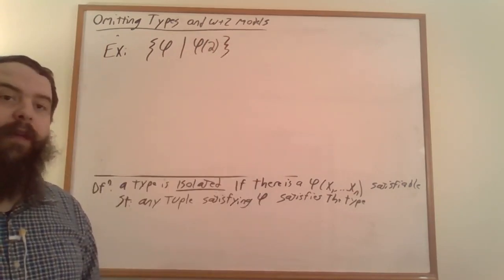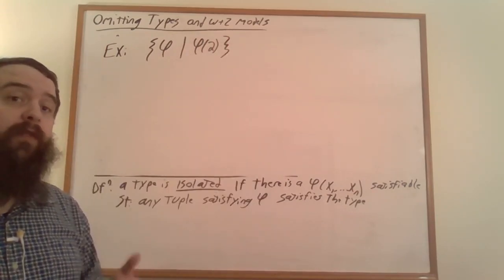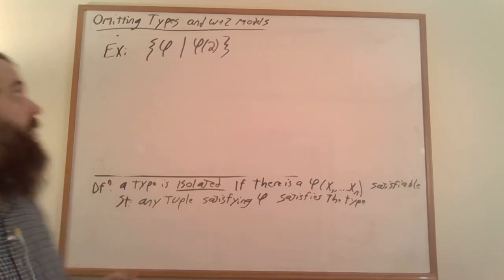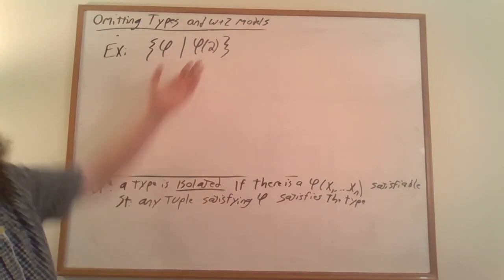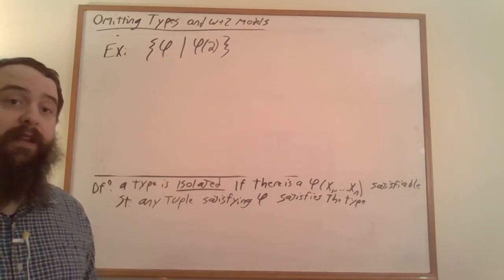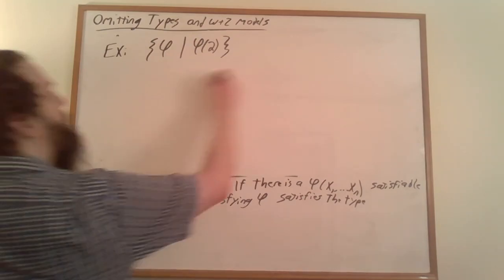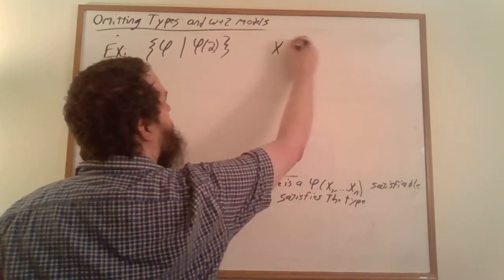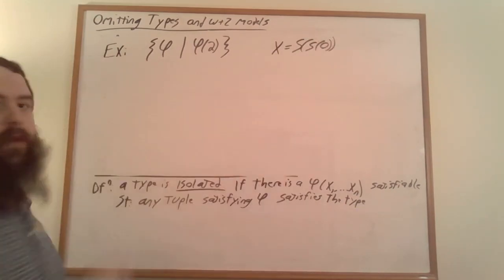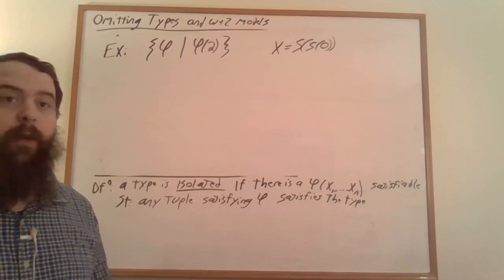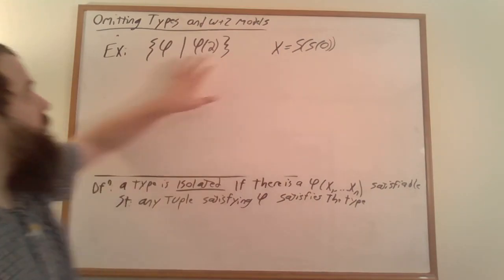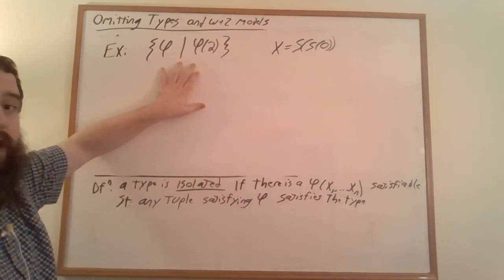As a simple example, suppose we're looking at the type of all formulas over the language of weak S1S that are true of the number 2. This may be an infinite collection of formulas, but it can be captured entirely by the single formula x is equal to the successor of 0. This formula here isolates this type, so this is an isolated type.